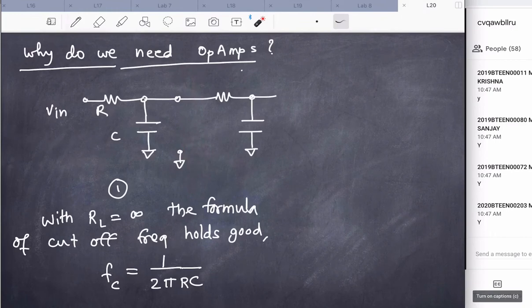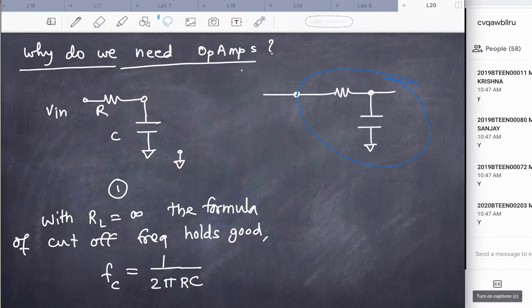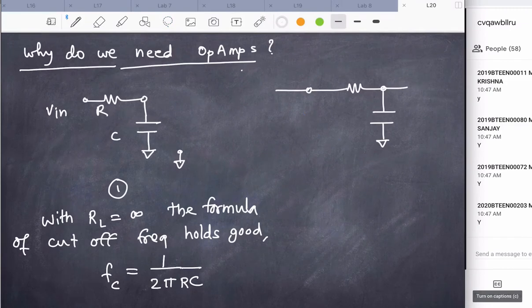It means the loading effect of this fellow on this should be avoided. Now, how to avoid that? Very simple. You connect one operational amplifier in between. That is all.